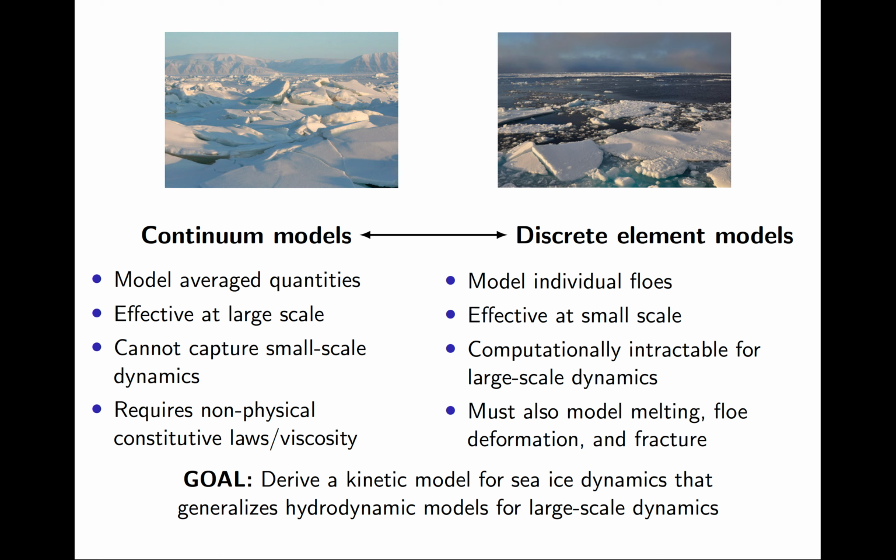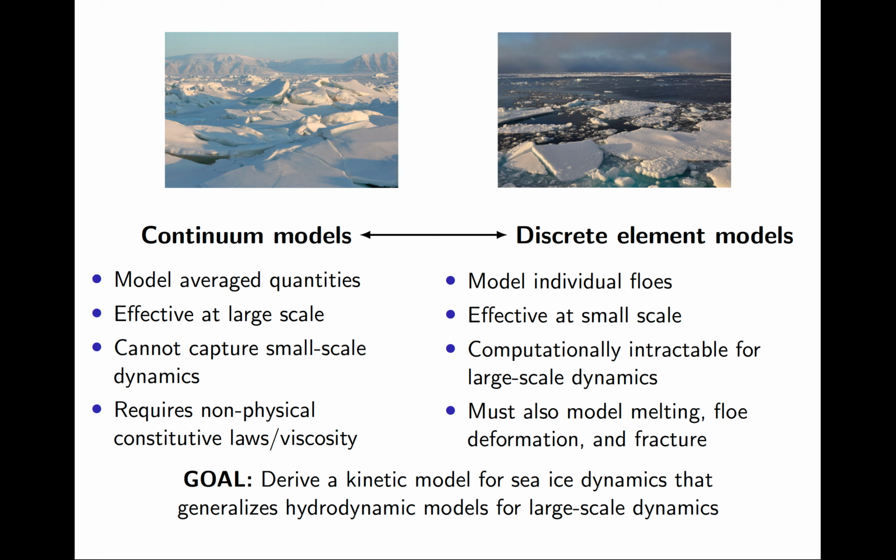These models also require a non-physical constitutive law or effective viscosity, which parameterize the interaction between the floes within these representative areas. On the other hand, we have discrete element models which model individual floes, and because we're modeling things on the floe scale, these models are very effective at modeling small scale dynamics. However, they quickly become computationally intractable for large scale, so basin scale dynamics, because we have to track the potentially thousands or millions of floes in the entire Arctic basin. We also need to attach to each one of these floes additional models for melting and freezing and floe deformation and fracture, which just adds a whole other layer of complexity.